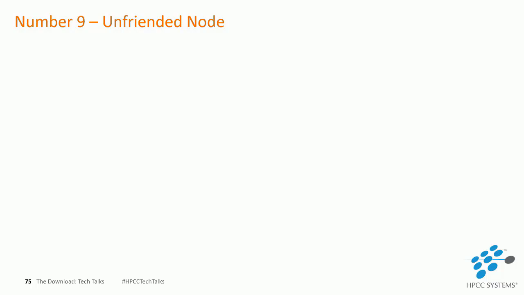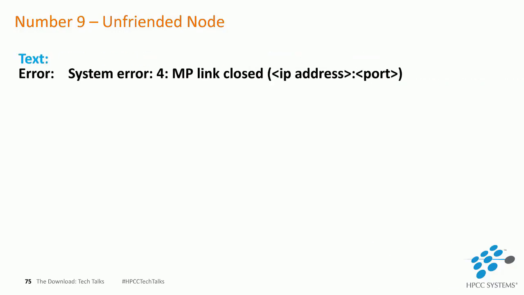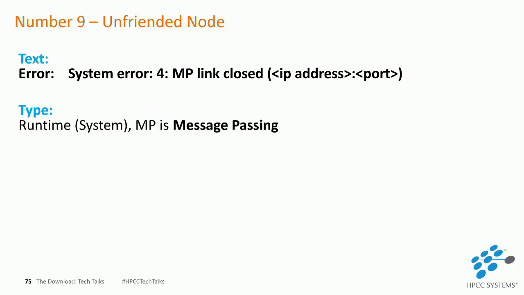Number 9, if you've ever been on Facebook and been unfriended, this is the Unfriended Node error. This is the one that Flavio was asking about before we started our talk. Well, famously documented, MP link closed. So first of all, what is MP anyway? Well, I thought, is it multi-link protocol? Is it the Member of Parliament for those of you over in England?